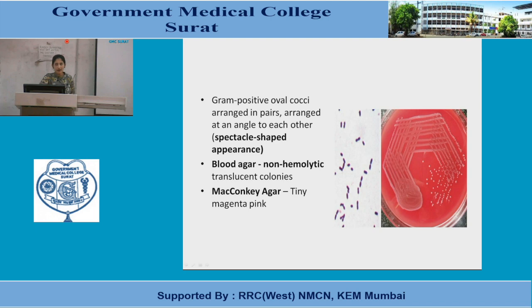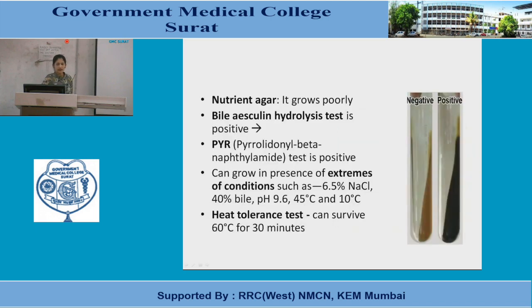On blood agar they produce no hemolysis, which is the third type of hemolytic property, gamma hemolysis. There is no hemolysis on blood agar, and it grows on MacConkey agar in tiny magenta colored colonies. On nutrient agar they grow very poorly. The bile esculin hydrolysis test is a very important test for the diagnosis of enterococci, because enterococci are the species which produce a positive bile esculin.